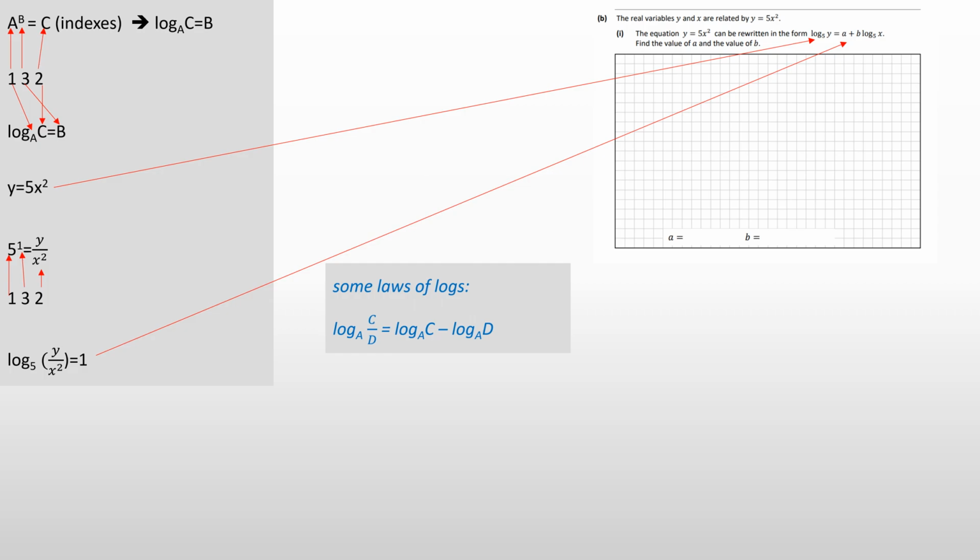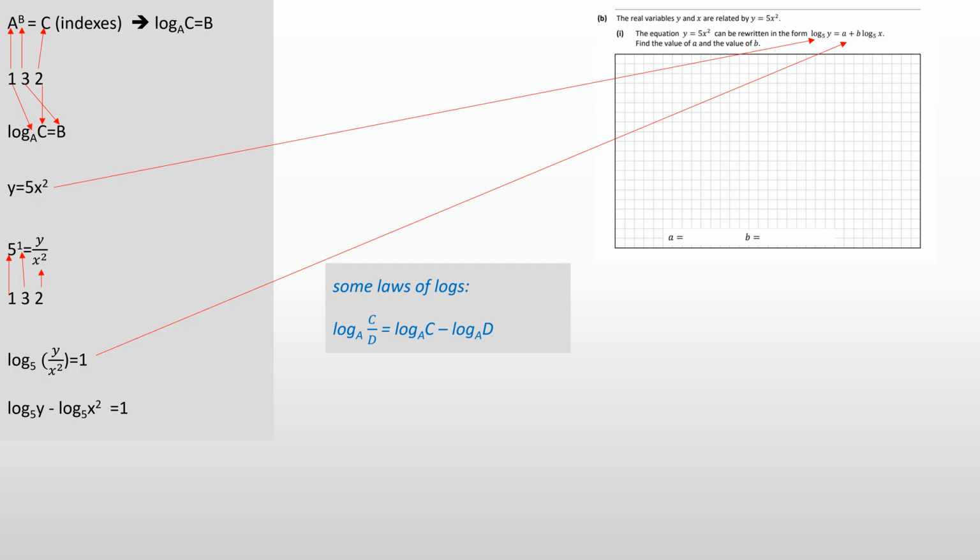We remember a law of logs that tells us if you have a fraction in the middle, the y over x squared, you can split it into 2 logs, because clearly we need to have 2 logs. We have log 5 y and then we have b log 5 x. So we need somehow to turn that into 2 logs. We can do that using this law. It tells us that it will be log a of the thing on the top, which is c, minus log a, so the base is the same, of the thing on the bottom, d. So we do the same thing to our question. We end up with log 5 y minus, because they're being divided, log 5 x squared equals 1.